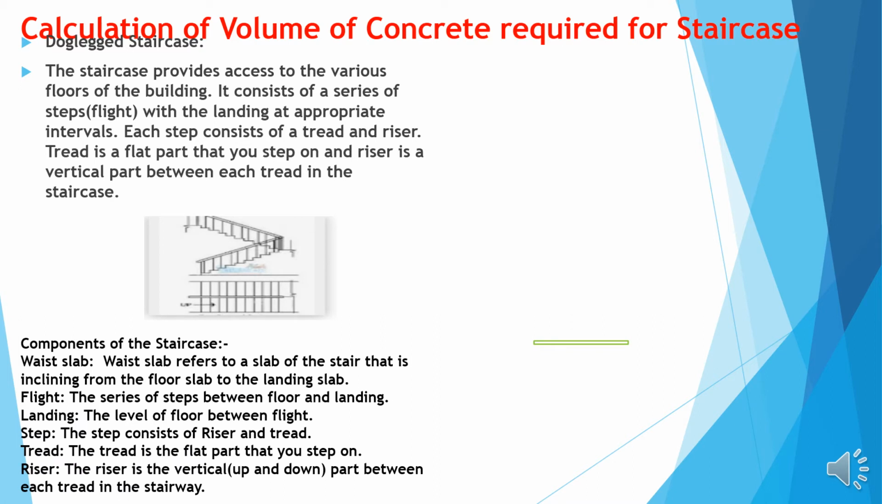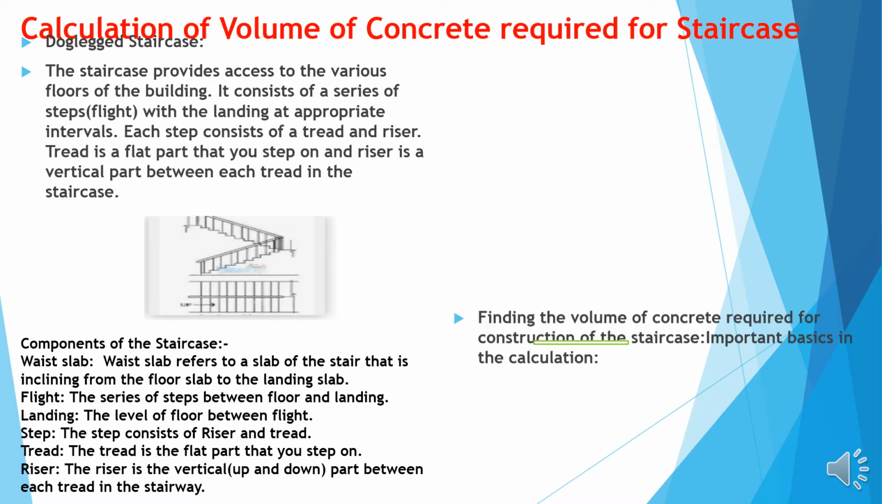Components of the staircase. Waist slab. Waist slab refers to a slab of the stair that is inclining from the floor slab to a landing slab. Flight. The series of steps between floor and a landing. Landing. The level of floors between flights. Step. The step consists of a riser and tread. Tread is a flat part wherein you are stepping in. Riser is a vertical, that is up and down, part between each tread of the stairway.